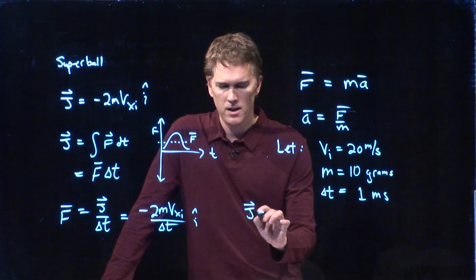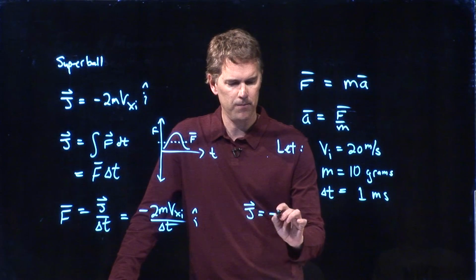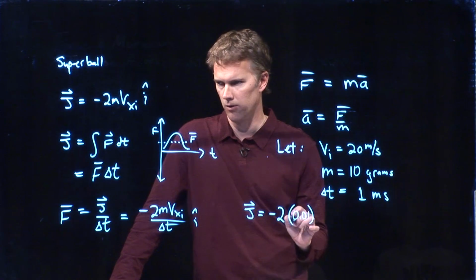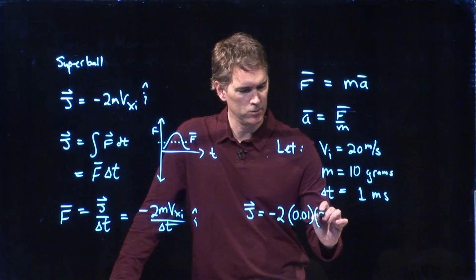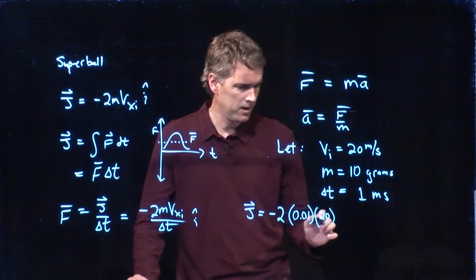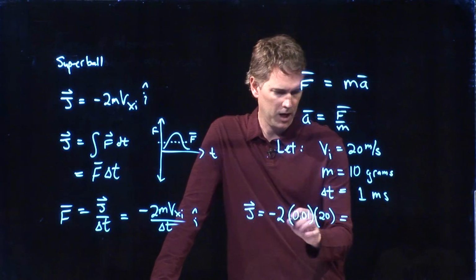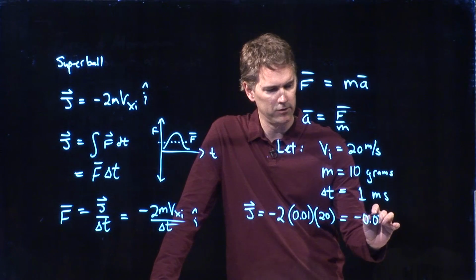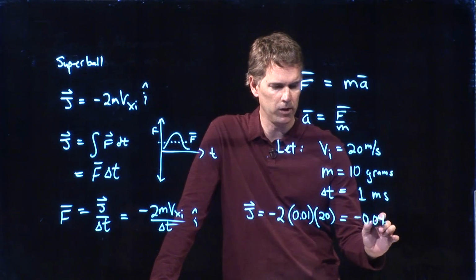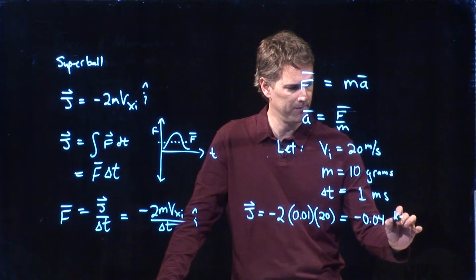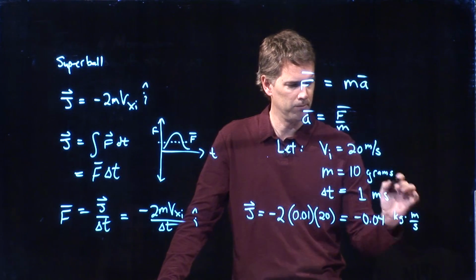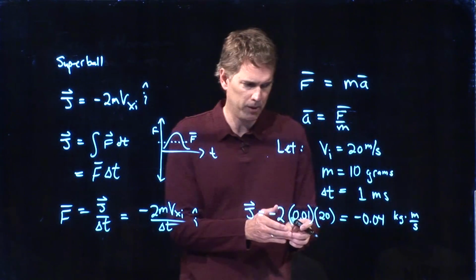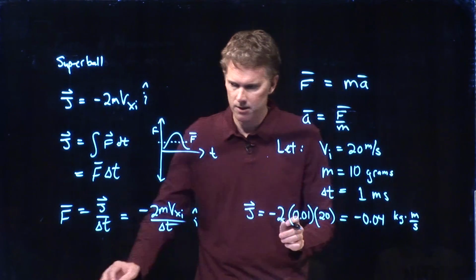All right, J is right here, negative 2m. So it's negative 2 times 10 grams, which is 0.01 kilograms, times VI, which is 20 meters per second. And when I do that, what do I get? It's negative 40 times 0.01, which is negative 0.04. And the units are kilogram meter per second. All right, some number. We don't know if that's a big number or a small number, but it's some number, right? What about the force?